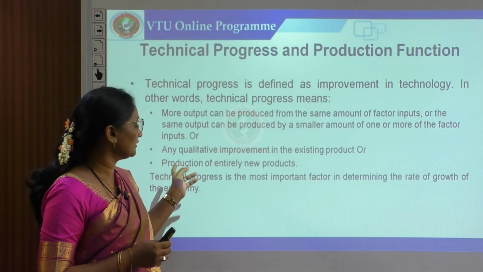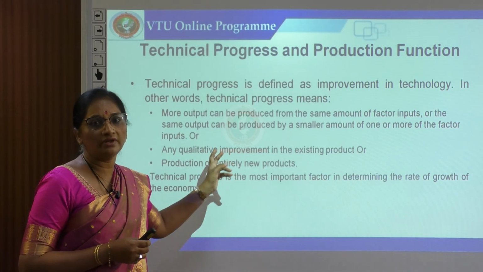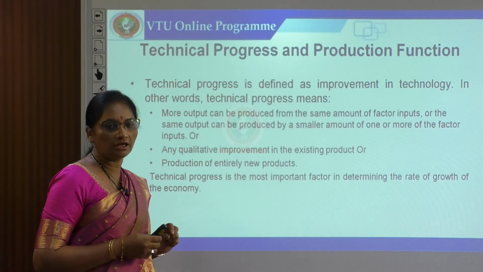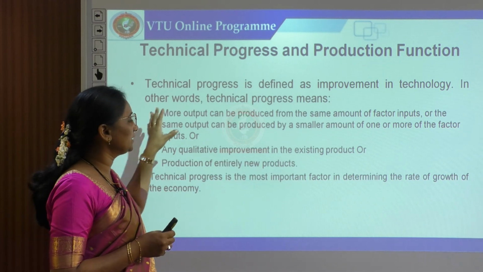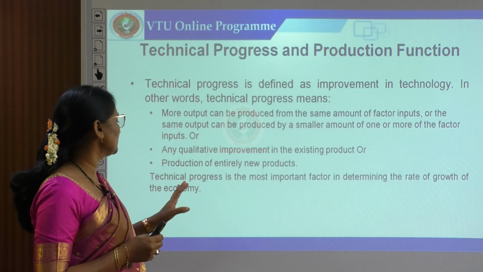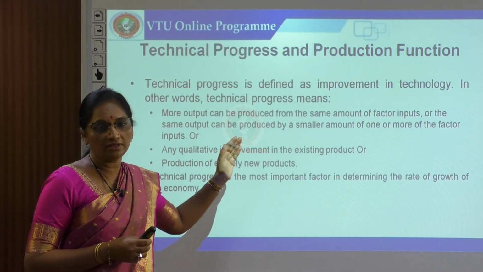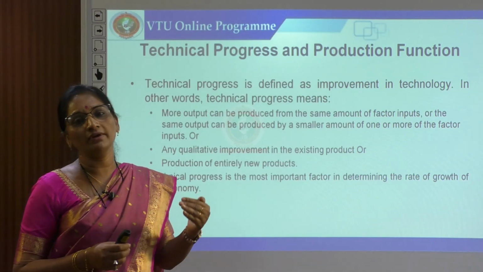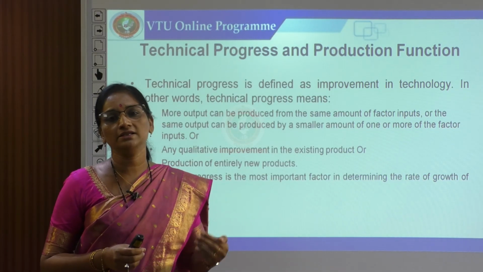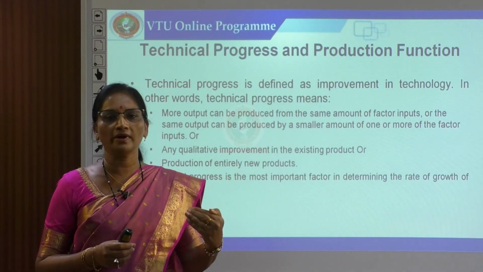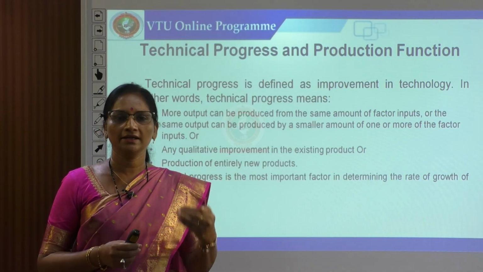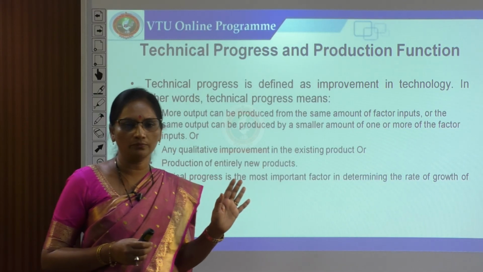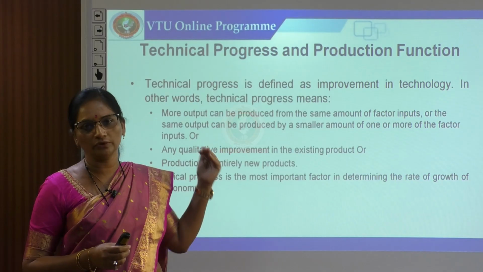Because of all the technological progress, we are seeing many new products. So this is the third one, and all these together we can call technical progress. One is that with the same level of input we increase the output level, or whatever level of output we want, we can get it with a lesser level of inputs, or we can improve the quality of the product, improve the technicality in the product. That is also technical progression.